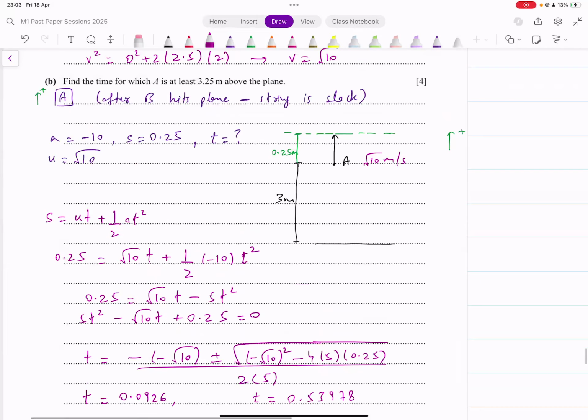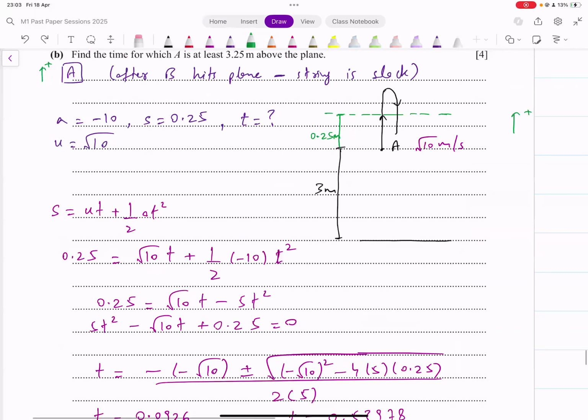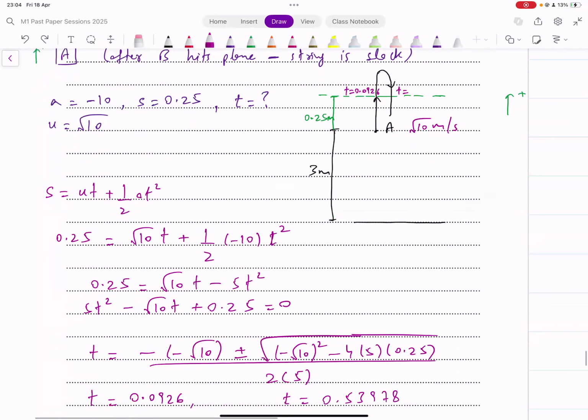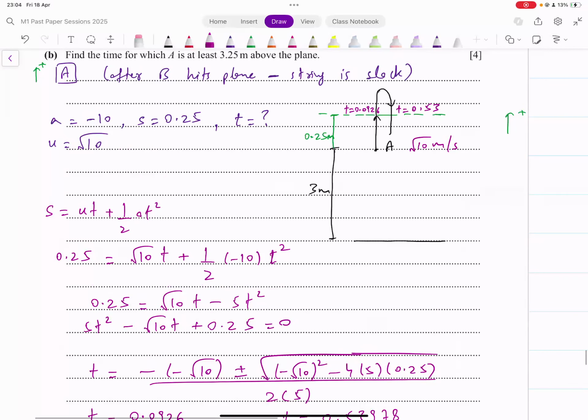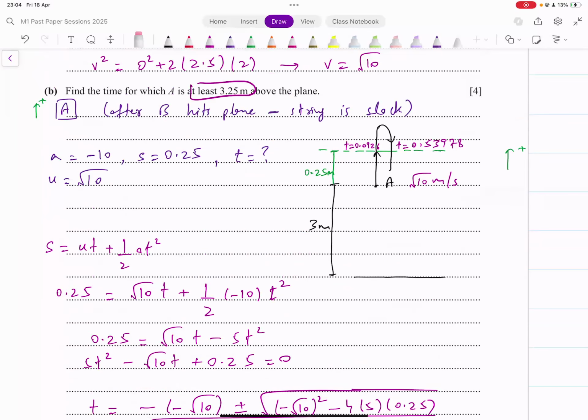It's going to reach a maximum point. Its displacement from its starting point is equal to 0.25 at 2 points, at 2 time instances. One time instant is when t is equal to 0.0926. That's one time instant. And the other is on its way back, when its height again becomes this, and that is 0.53978. We wanted to find the time for which A is at least 3.25 meters above the plane.